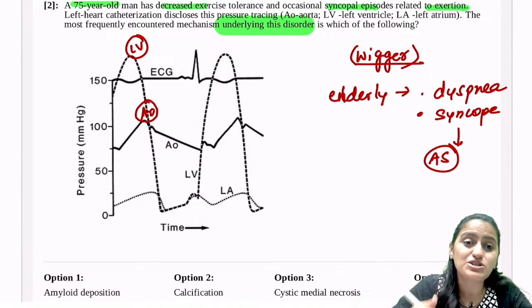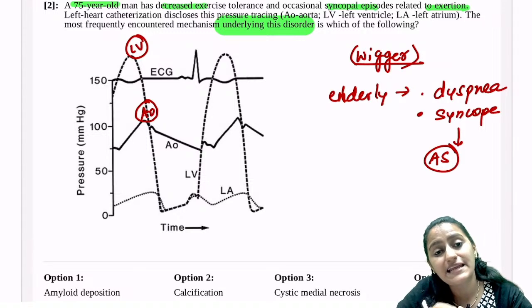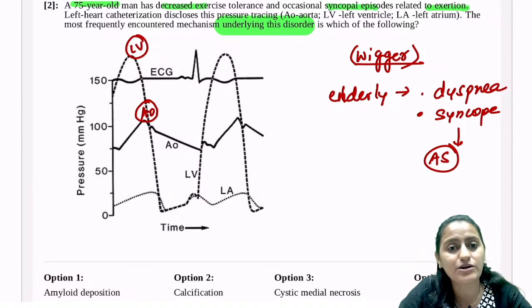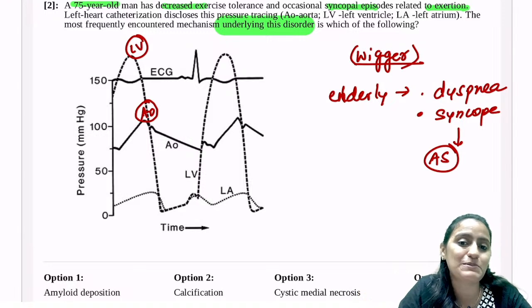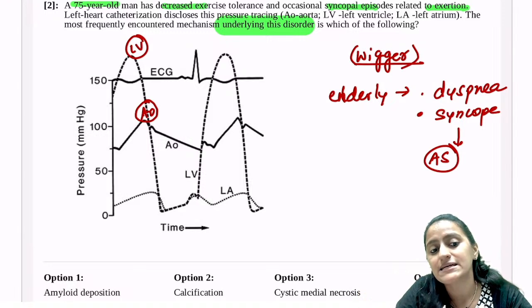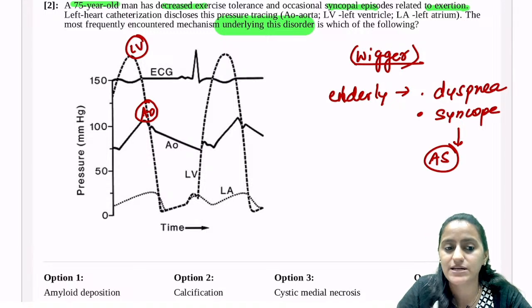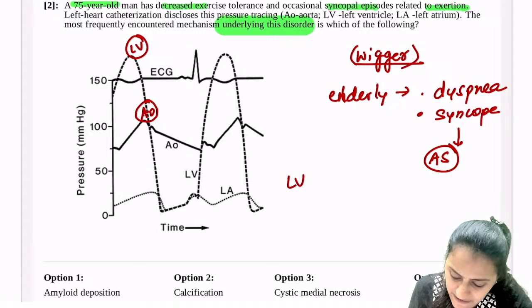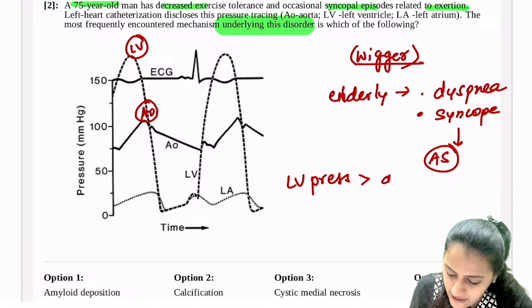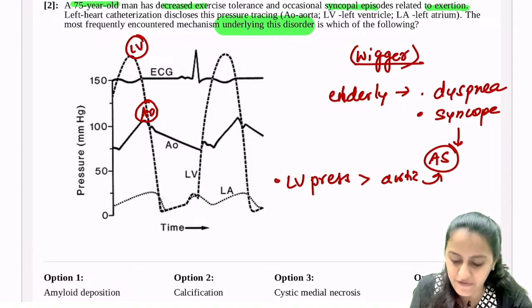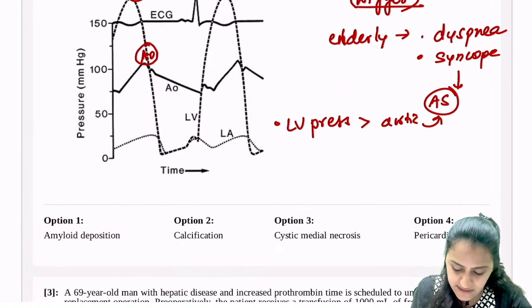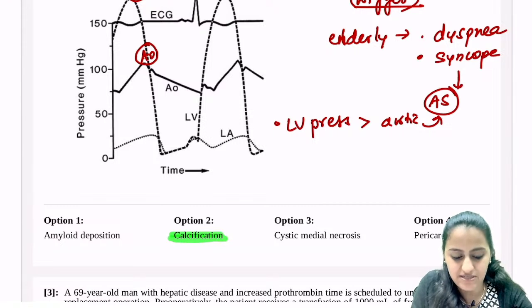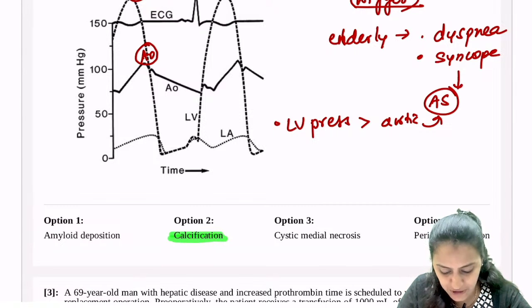So the LV pressure is surpassing the aortic pressure, telling you that it has to overcome the aortic pressure. It has to contract so much to overcome it, again proving that it is aortic stenosis. So remember, LV pressure more than aortic pressure is suggestive of aortic stenosis, and the most common finding with aortic stenosis is calcification, right? Age-related calcification.